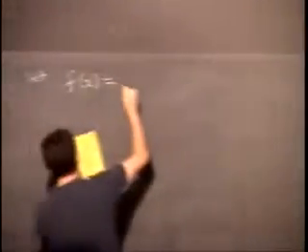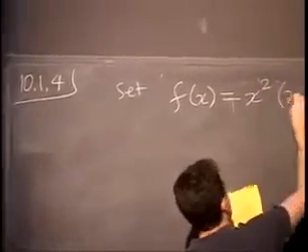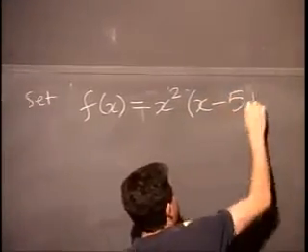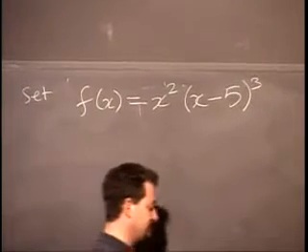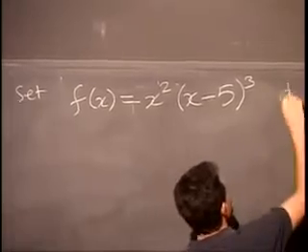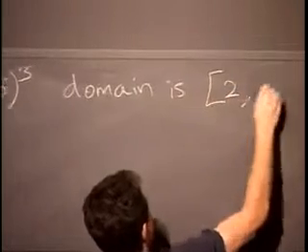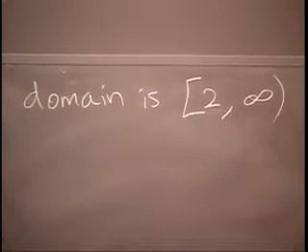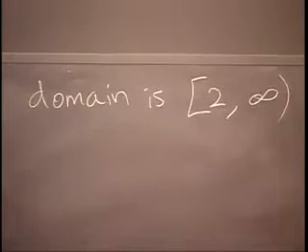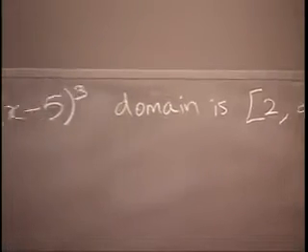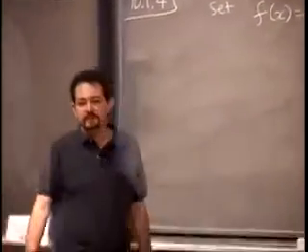f of x equals x squared times (x minus 5) all cubed. So it's actually a fifth degree polynomial. But I'm going to restrict the domain to the interval [2, infinity), closed at 2. It can never be closed at infinity because infinity is not actually a number, so we can't include it. Okay, so here is a reasonable function.